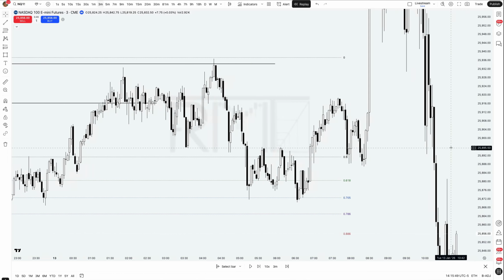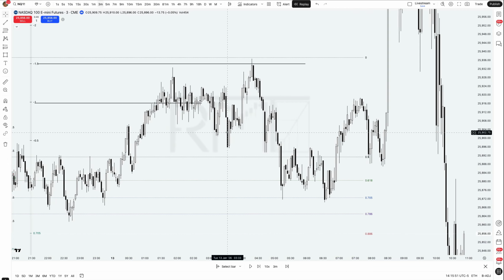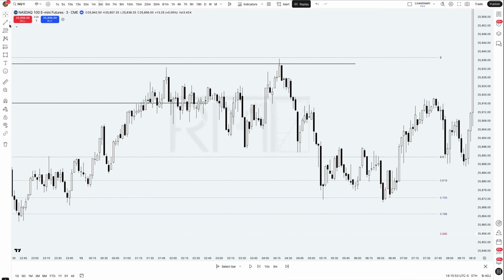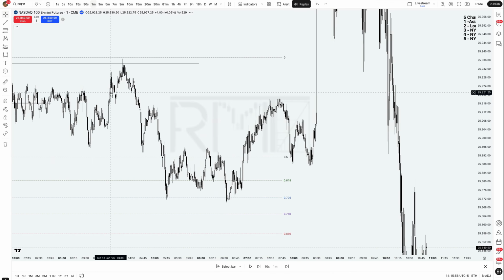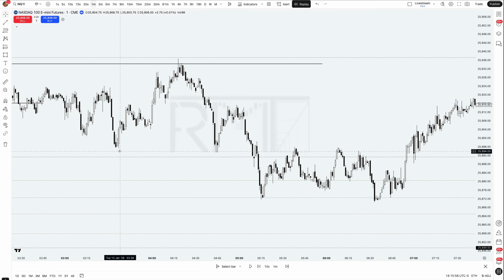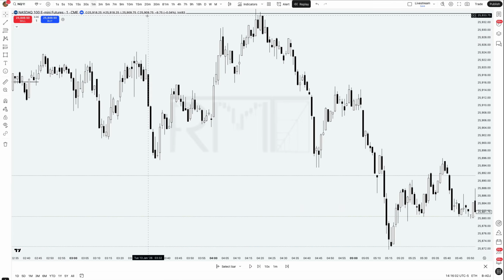So to have in mind, if I take this one, it was the London swing. Let me get back to 1 minute. That was the first London swing after the manipulation. I would pay attention to this swing low.